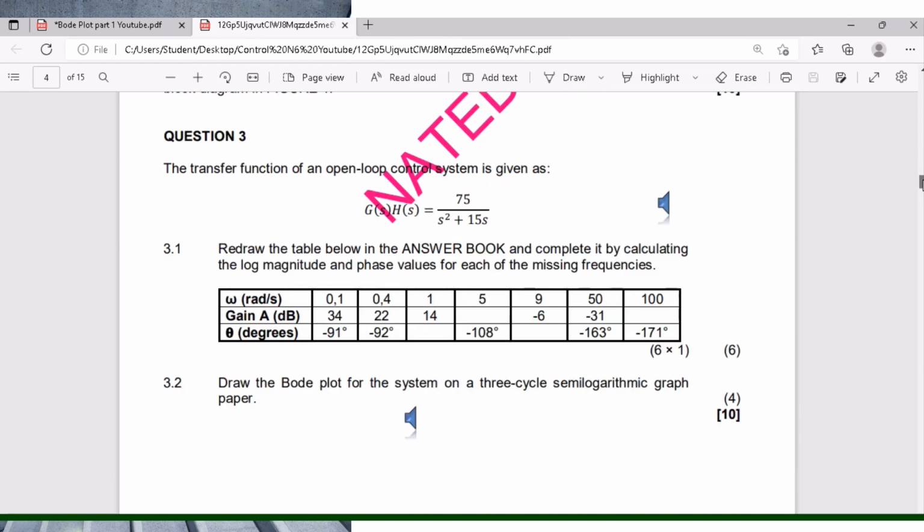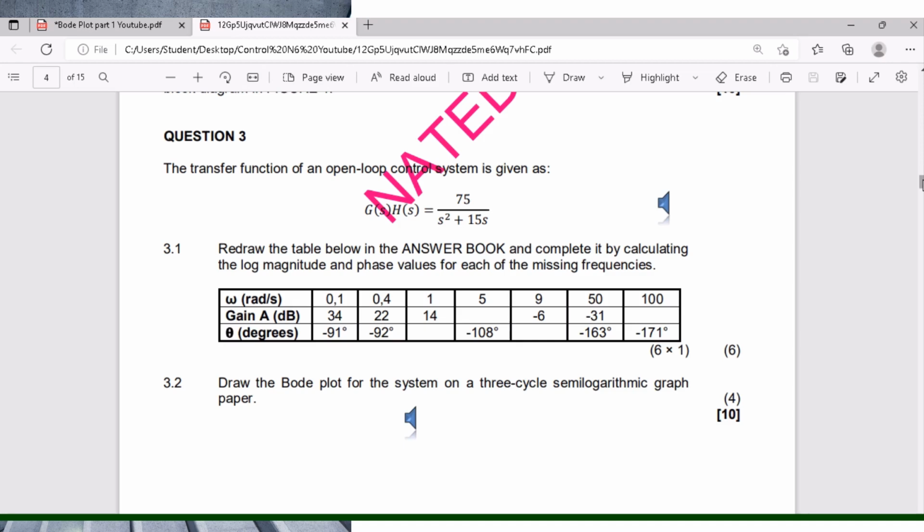In this question they gave you the transfer function of an open loop control system, and another thing you should know is that your Bode plot is plotted from open loop parameters only. With a Bode plot it's always open loop. It's only in the Nichols chart that it's both open loop and closed loop. So you are given G(s)H(s) equals 75 over s squared plus 15s.